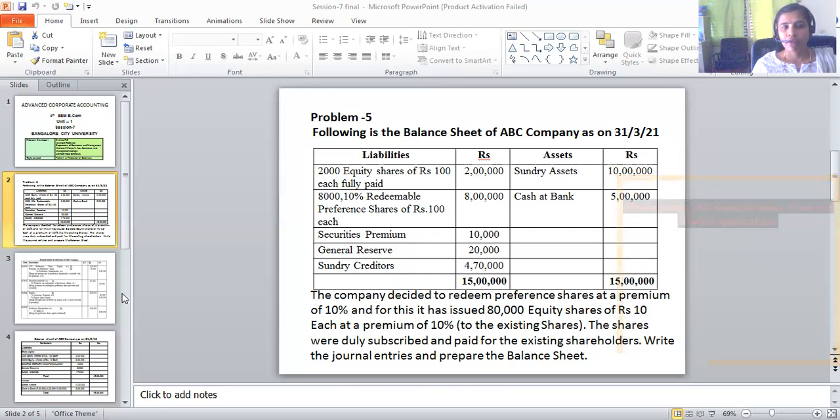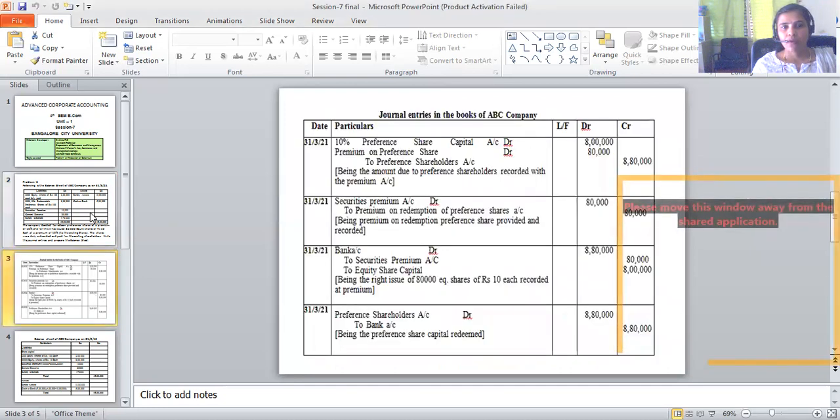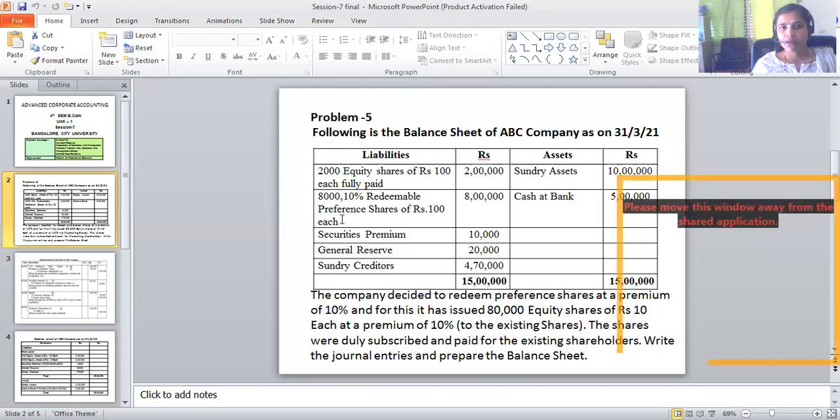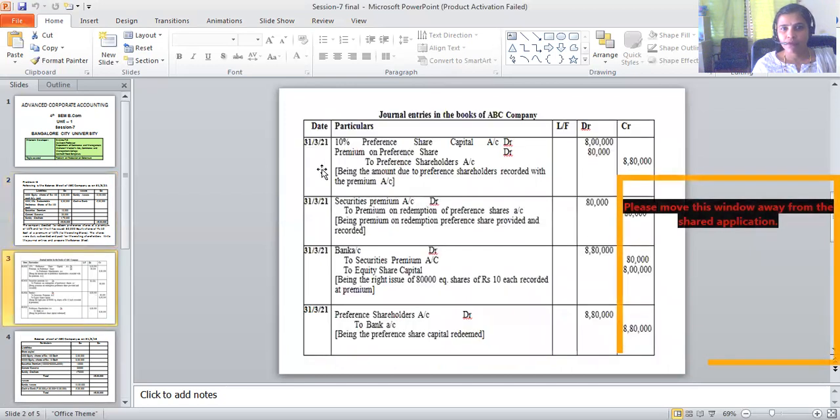So we will have to look at the journal entries now. These are 8,000 10% preference shares, which will have to be redeemed now. 10% preference share capital account debit, premium on preference shares account debit, to the preference shareholders account. This is our total amount that is due to the preference shareholders, 8,80,000.